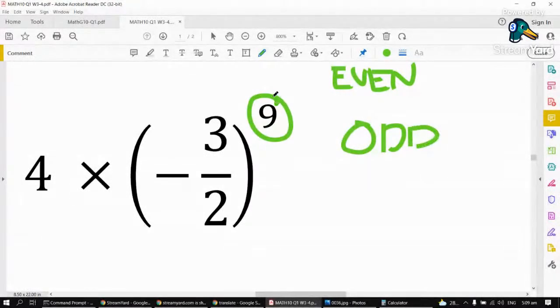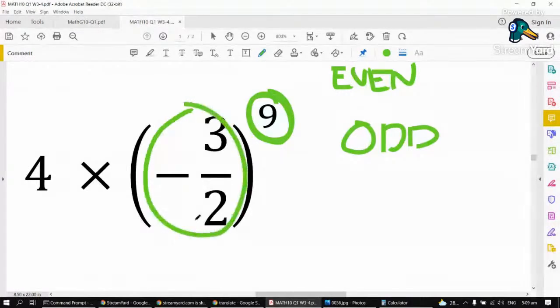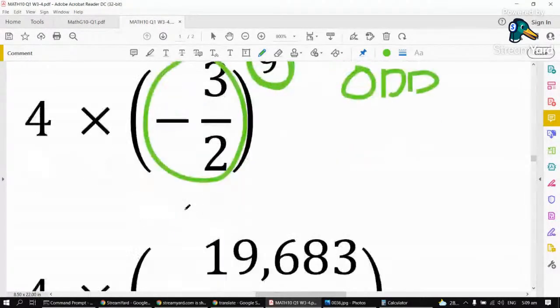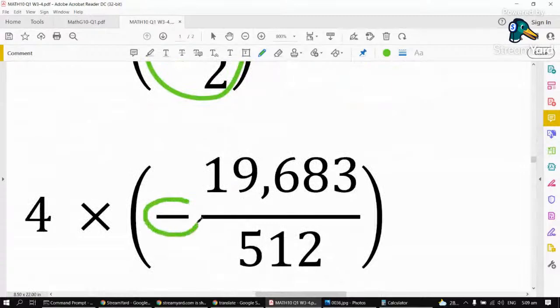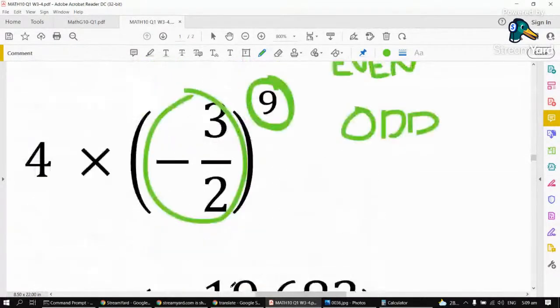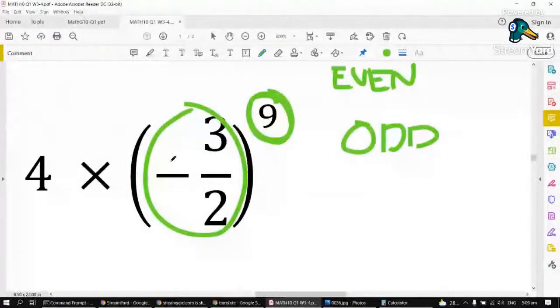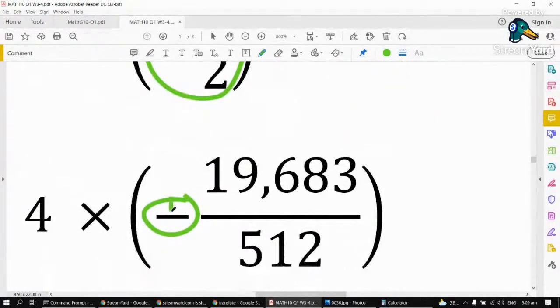Pag ang exponent natin ay odd number at ang number sa loob ay negative, ang magiging sagot natin ay negative. Pero kung ang number sa loob is positive, ang magiging sagot natin is positive. Okay?